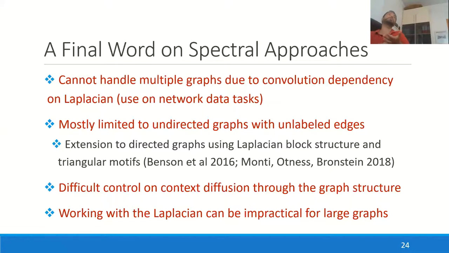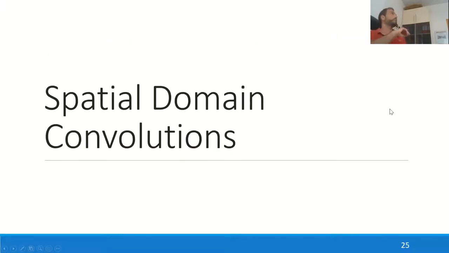It's quite difficult to control the context diffusion to the graph structure. Why? Because my convolutions are not localized in spatial space. They're localized somehow thanks to some spectral properties, but we cannot actually control exactly what these spectral convolutions are doing in the spatial space, okay? So that's why we now move to the spatial domain convolution, trying to see whether we can do something to really have something symmetric to what we do have in convolutional images, okay?